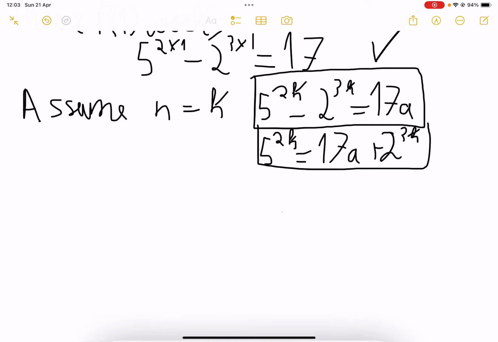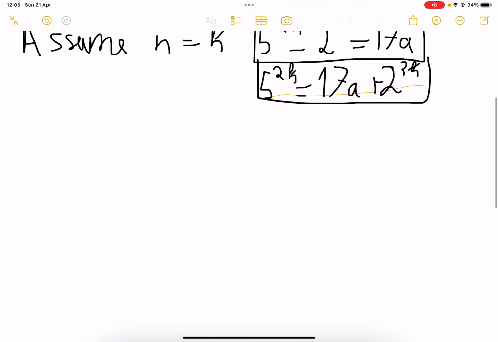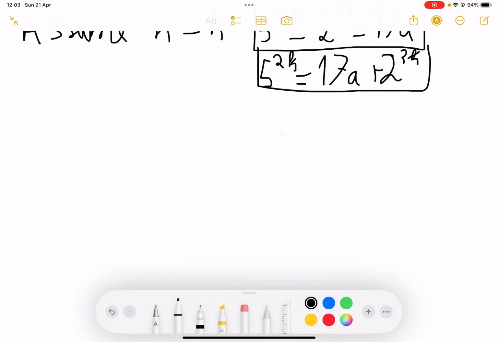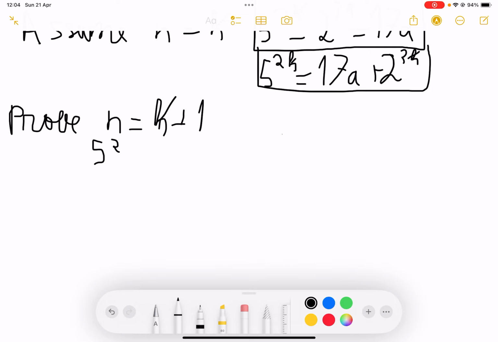All right. So now let's go for our inductive step. We have set ourselves up, so let's prove that when n is equal to k plus 1, it works. So what does this leave us with? 5 to the power of 2 times k plus 1, minus 2 to the power of 3 times k plus 1, is equal to 17a.